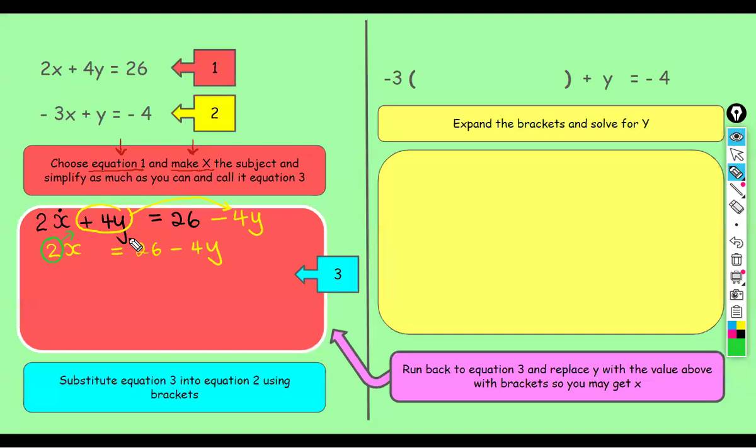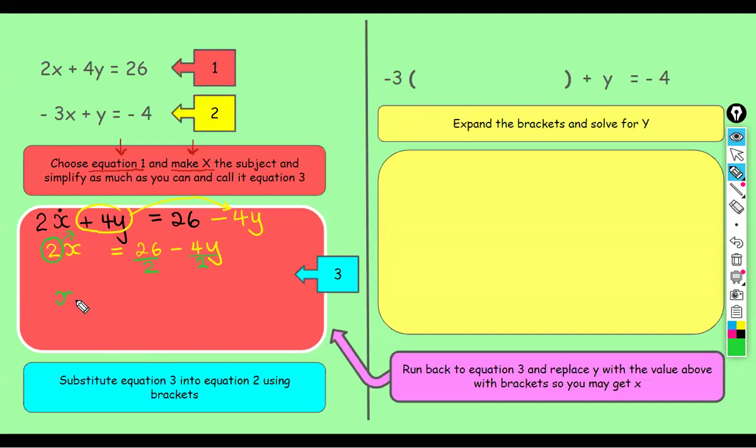But the sign remains the same. You see how he is positive 2? When he becomes a divide on this side, he remains positive 2. That's a general rule in maths, right? Whenever something becomes a divide, the sign remains the same.